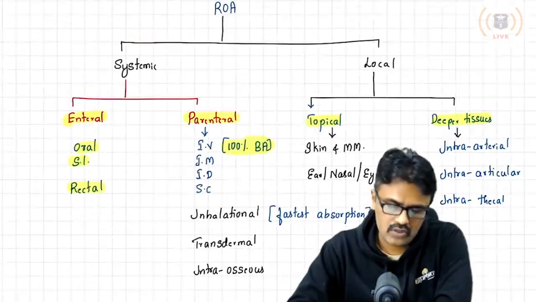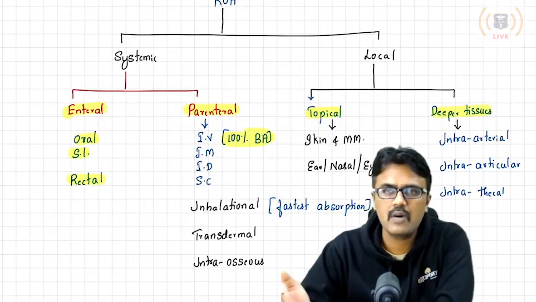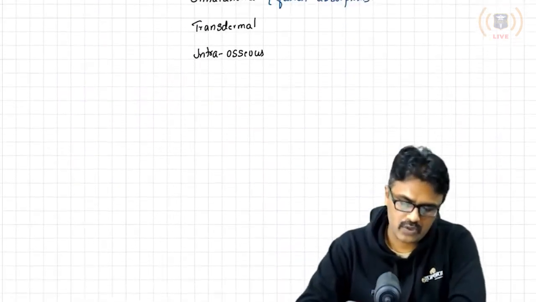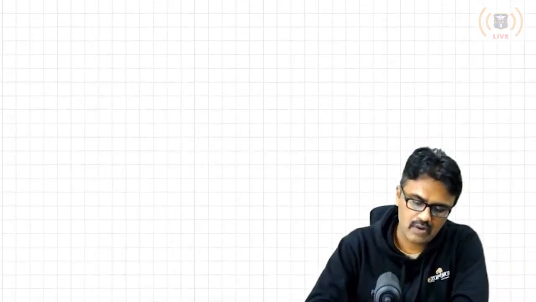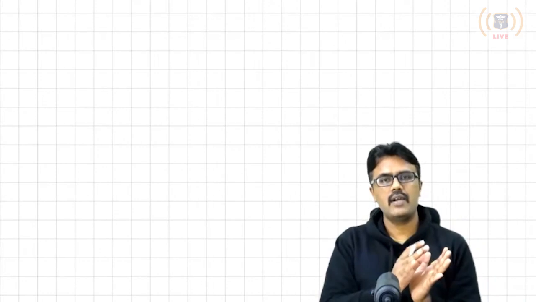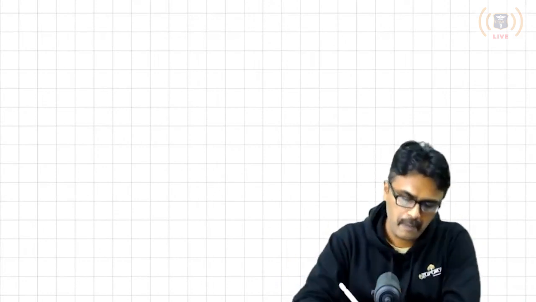So these are the routes. One is called systemic and one is called local. We have enteral, parenteral, topical, and deeper tissues. Now let us move on to the drug transport. The next concept which I want to discuss, first is the route and then how the drug is transported from the route of administration to systemic circulation.